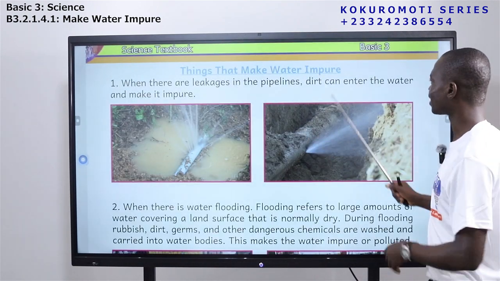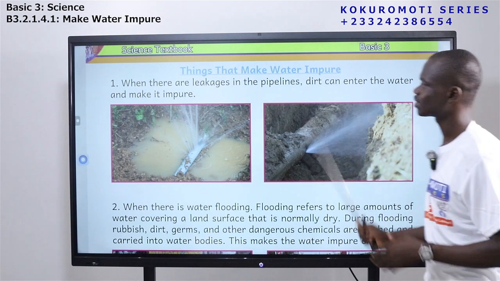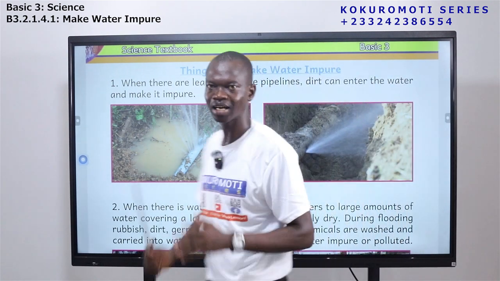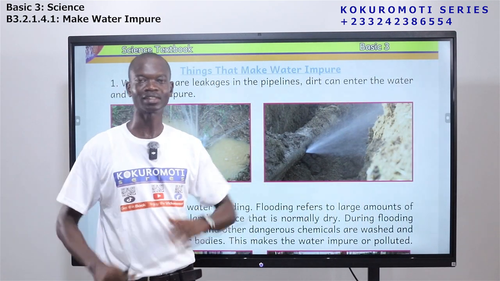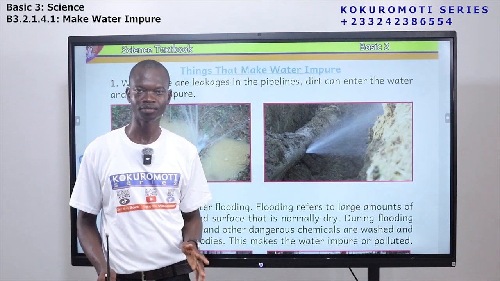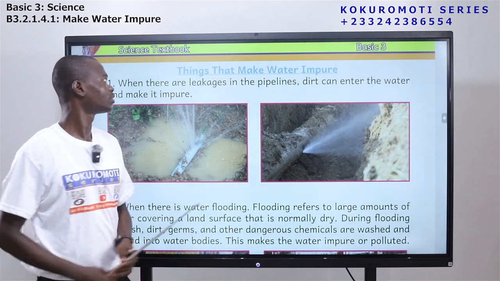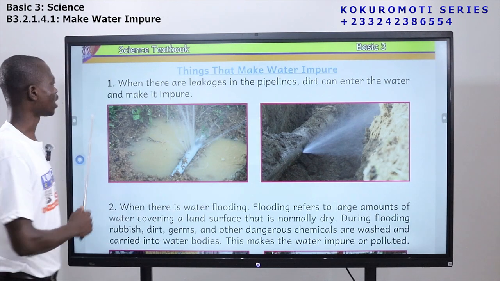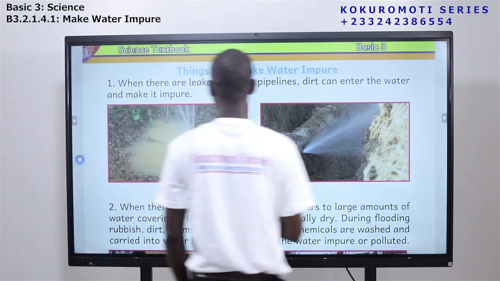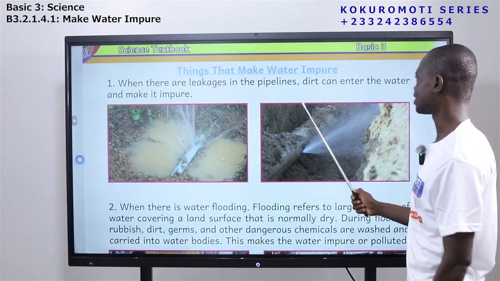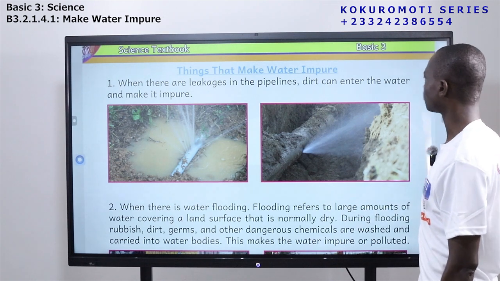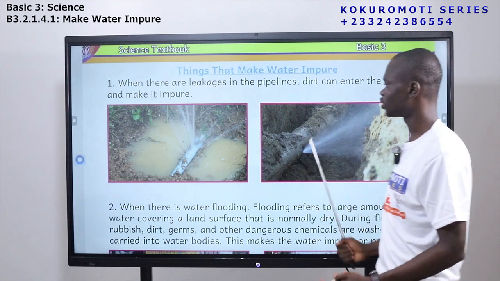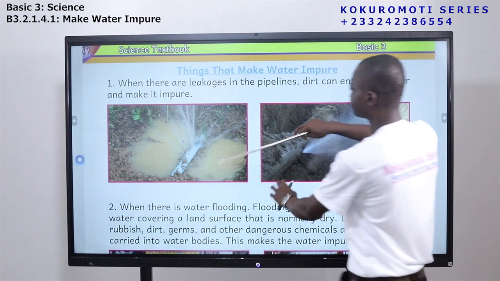Things that make water impure. So we are going to look at things that make water impure or polluted. Number one, when there are leakages in the pipelines, dirt can enter the water and make it impure. So look at this picture.